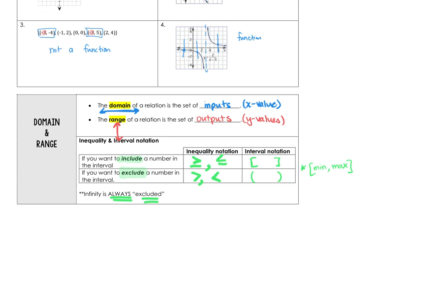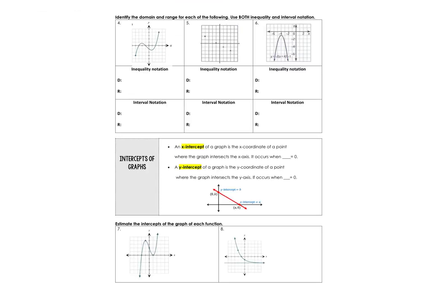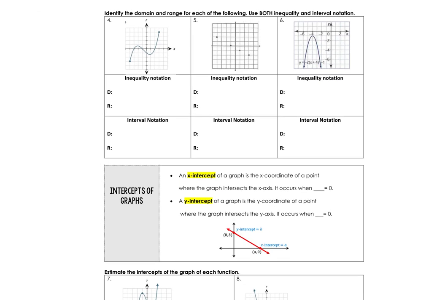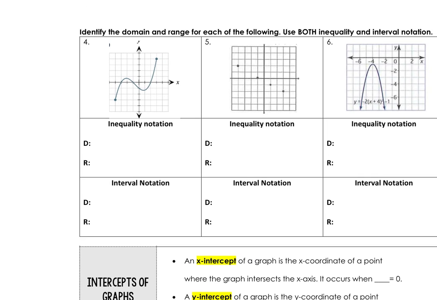So we got 3 examples, and they're all a little unique in their own way. This first one, number 4, we've got this little cubic function that has these endpoints. So it's continuous along these endpoints, but it's not continuous forever, like in number 6 where you see the arrows. So we have this continuous graph between these endpoints. So first, let's do the domain.